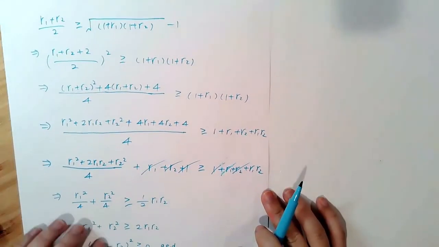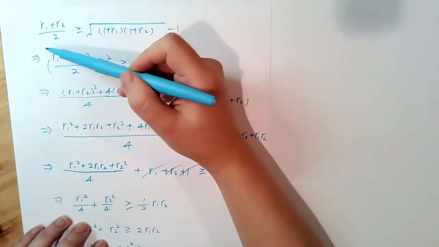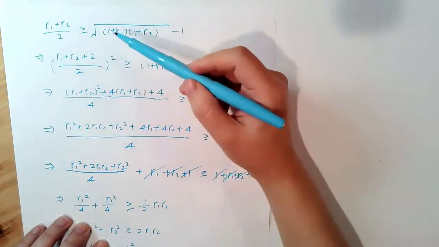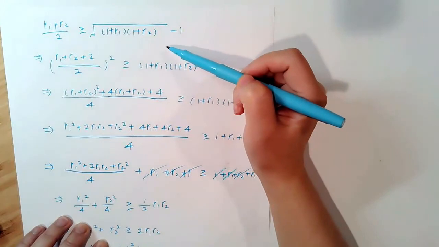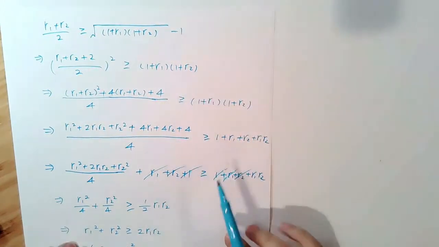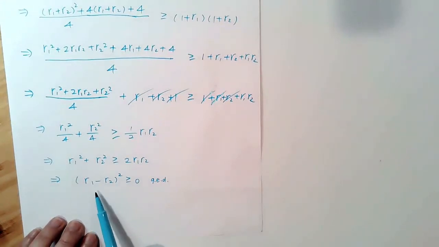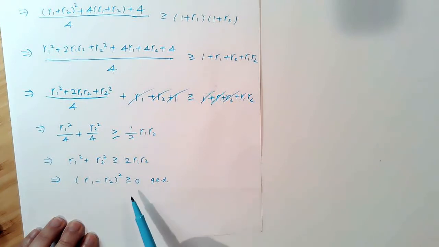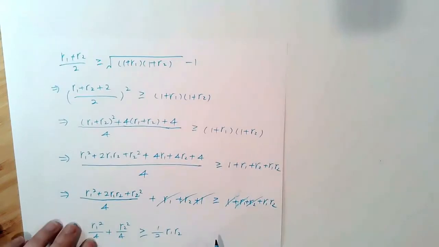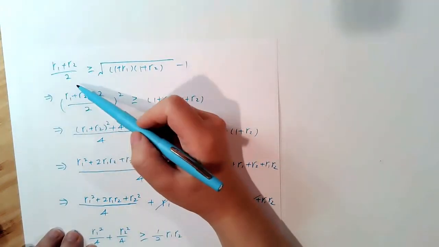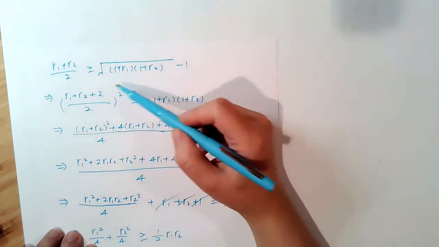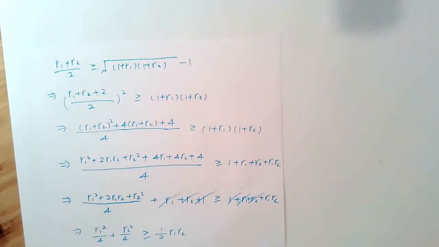Here is a proof. On the left-hand side, you see the arithmetic mean, and on the right-hand side, you see the geometric mean. After many steps, I can reduce this equation to become (R1 minus R2) squared. And since this is a square term, it's always greater than or equal to 0. And therefore, I have shown you that the arithmetic mean is always greater than or equal to the geometric mean.